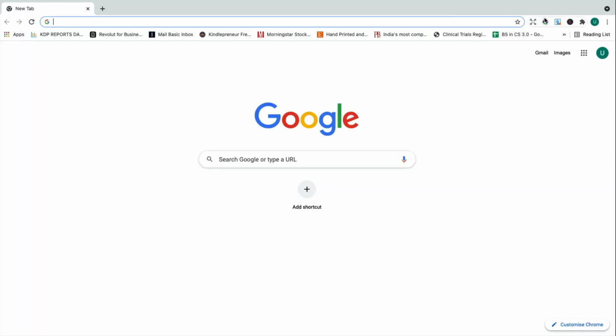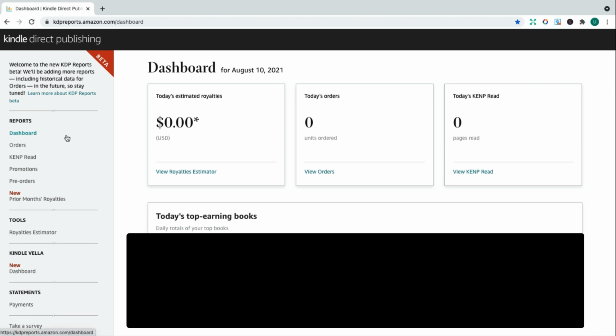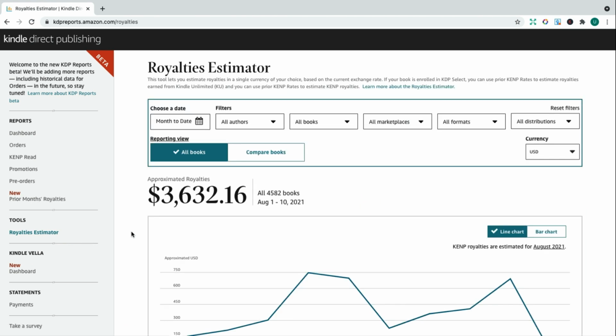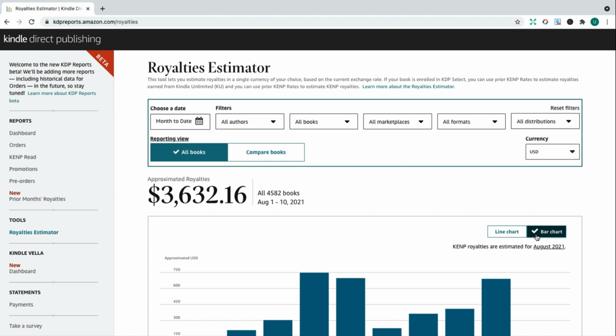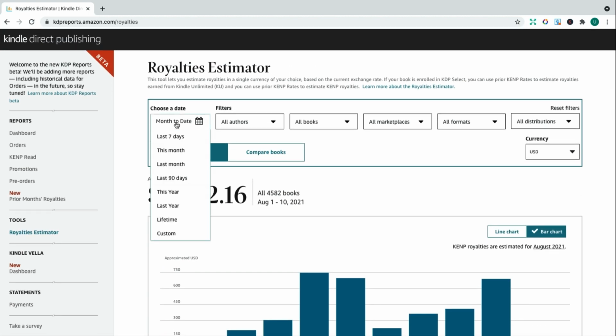So I've stopped using Getbook reports, sticking to KDP reports. I have it bookmarked here. Let's click on that. So it's $0 because it's just on 10th. Let's click on royalties estimator. So let's switch to bar chart. So this is this month, right? Okay, let's click on last month.